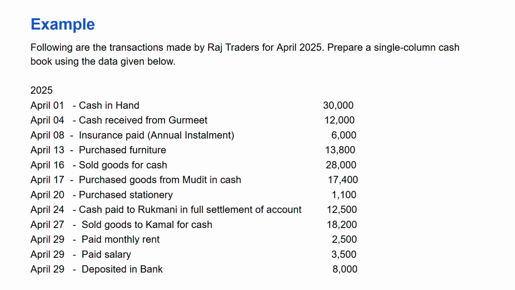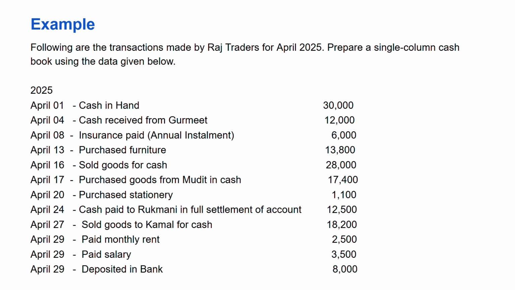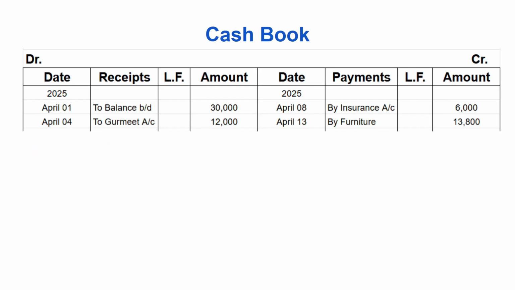Next, April 13, purchased furniture 13,800. Here the two accounts affected are furniture account and cash account. Furniture, it is an asset, so it is real account, and furniture comes in the business, so debit what comes in. And cash account is also real account, and cash goes out of the business, so credit what goes out. Let's see how we'll record it. April 13, by furniture account 13,800 because cash goes out of the business, so credit side by furniture 13,800.